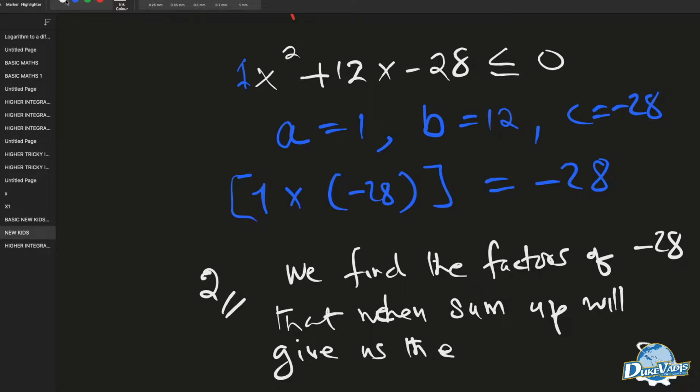All right, that will give us the value of B in question. Over here, our B is nothing but positive 12. I know you haven't done quadratic equations, but if you follow the steps, you'll be able to break it down and understand it simply.